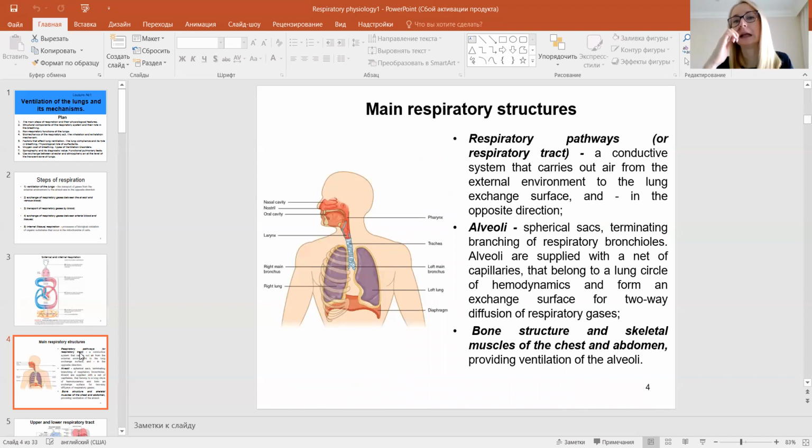So now let's discuss the main respiratory structures. All respiratory structures can be divided into three main groups. First is airways or respiratory tracts. The tract is a conductive system that carries air from the external environment to the exchange surface and in the opposite direction. Second is alveoli.